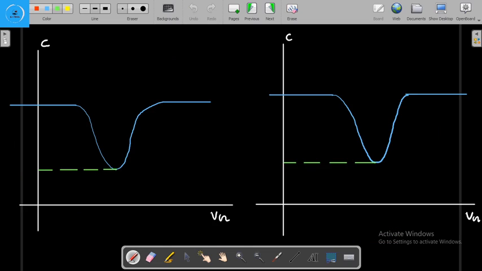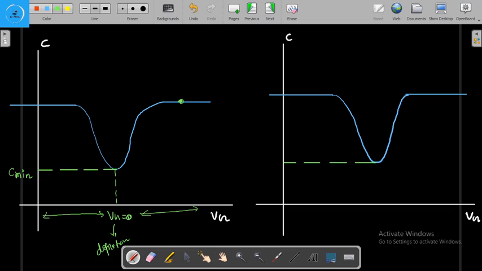Now we are going to draw the curve. Here we can say Vg will be equal to 0, and this is the depletion region because here the capacitance is minimum. Here the capacitance is minimum, right? And here the capacitance is maximum. Here we are applying the negative gate voltage, and here we are applying the positive gate voltage.